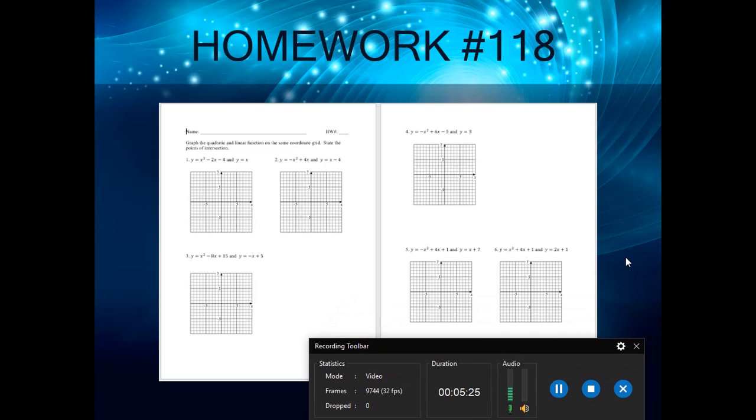This will be homework number 118. This is in your packet. I'll make sure that I attach a digital copy as a PDF.